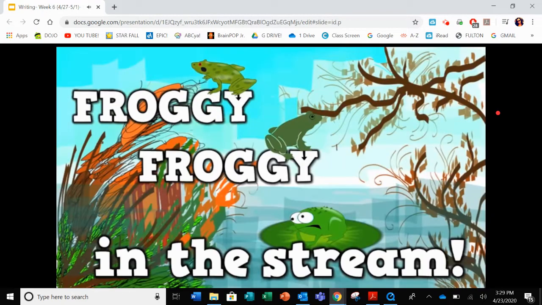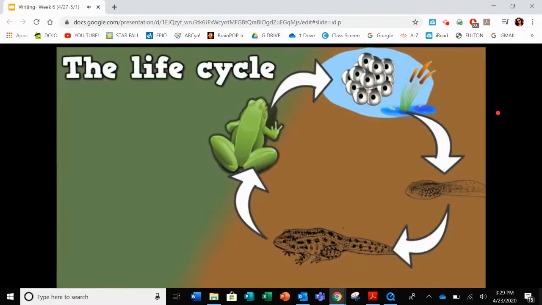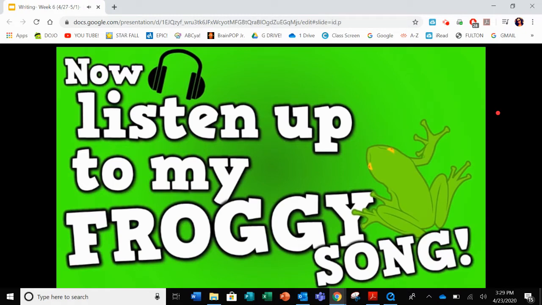Froggy, froggy in the stream. Froggy, froggy in the tree. The life cycle just goes on and on. Now listen to my froggy song.